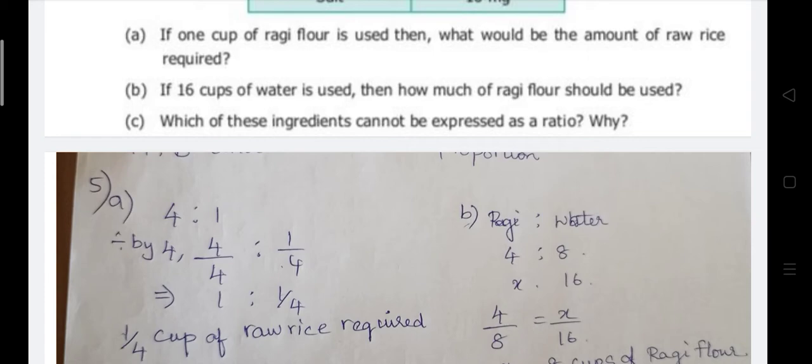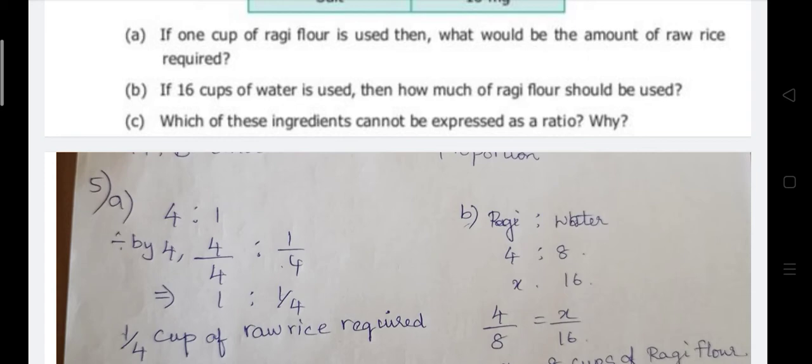We need 1 cup of ragi flour. So divide by 4, you will get 1 cup. So dividing by 4 in this ratio, you will get 4 by 4 is to 1 by 4. That is 1 is to 1 by 4 you got. Here 1 cup of ragi flour means you need 1 by 4 cup, that is a quarter cup, of raw rice required. Yes, 1 cup of ragi flour, 1 by 4 cup of raw rice required.